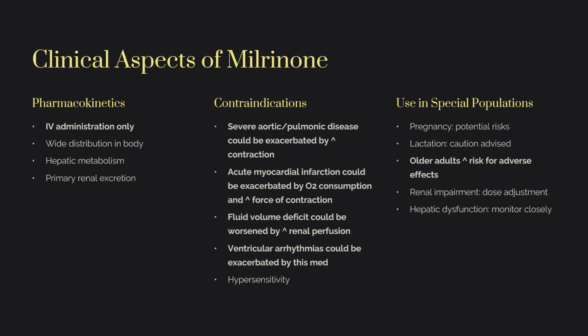One of the biggest things I want you to know about milrinone is that it is contraindicated in active MI because it increases cardiac contractility and oxygen demand, which is worsening the myocardial damage. Okay. Also contraindicated in severe aortic or pulmonic disease. The fluid volume deficit could be worsened because renal perfusion is increasing, and this also can exacerbate ventricular arrhythmias. It is given only by IV, and older adults are at an increased risk for adverse effects.